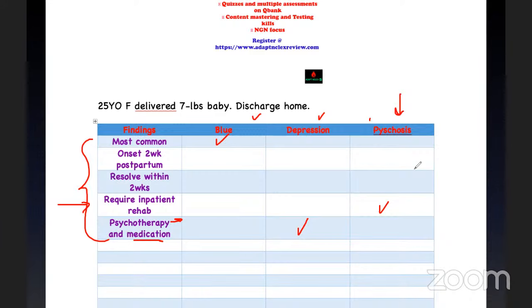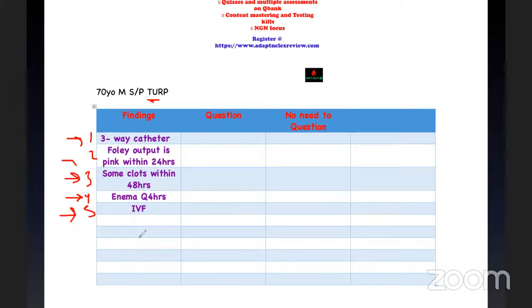Patient's orders: Do I need a 3-way catheter? Do I need a Foley catheter? Do I need a Foley catheter output to be pink? Right? Do I need some clots within 48 hours in the Foley catheter? Do I need to do an enema, or does this patient need IV fluid? This is the content. If I'm doing a lecture, this is what I would tell you to focus on. So what do you think? Should you question a 3-way catheter? If so, why would you do that?